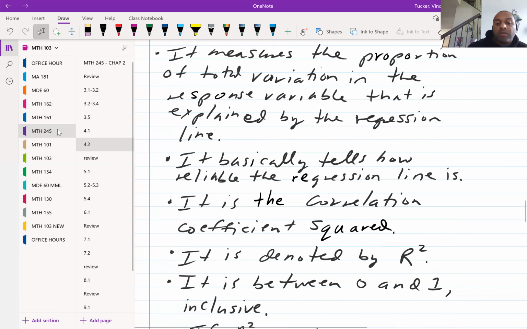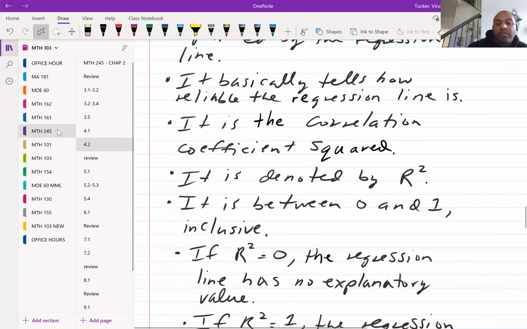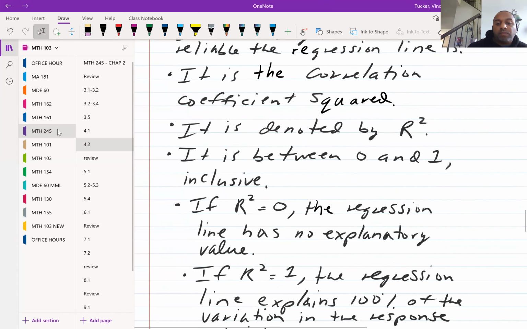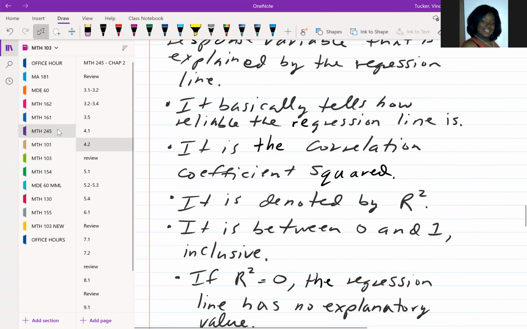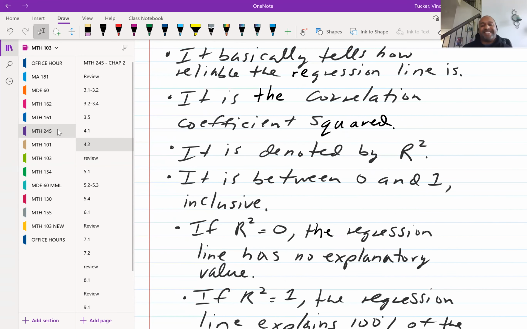All right, scrolling up. So if your coefficient of determination is equal to 0, the regression line has no explanatory value. Can you go back down, Mr. T, to the second point? Yep, right there. All right, no problem. And then if it's equal to 1, the regression line explains 100% of the variation. So I'll pause right there and let you guys get caught up.